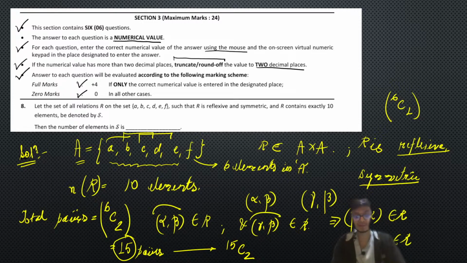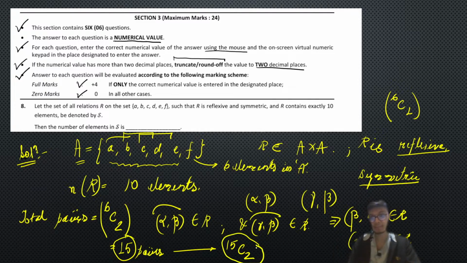number of elements that can be given in the set delta. So that being said, it's very simple. We have to basically find the number of relations, that is, let the set of all relations R on the set such that it is reflexive and symmetric and it contains exactly 10 elements be denoted by delta. So the total number of elements in delta is simply given by 15C2, right?